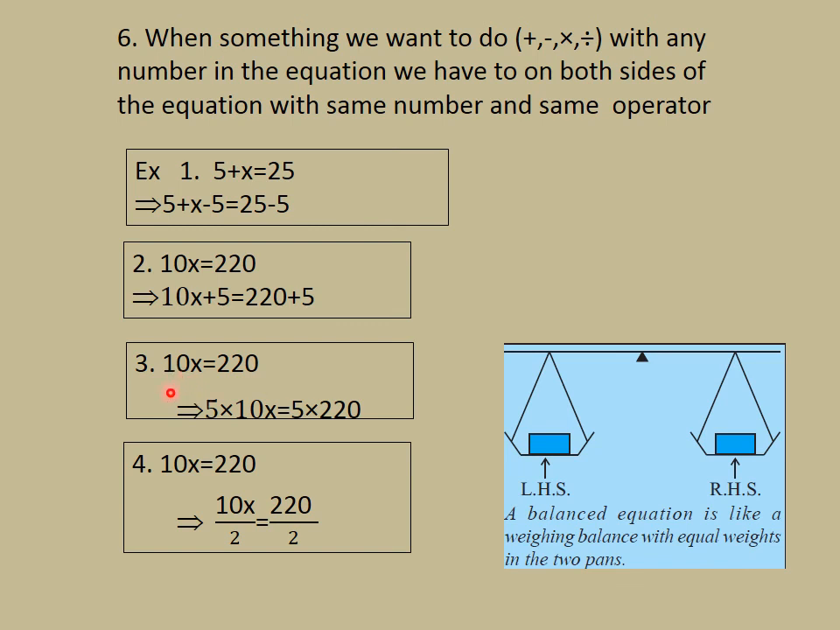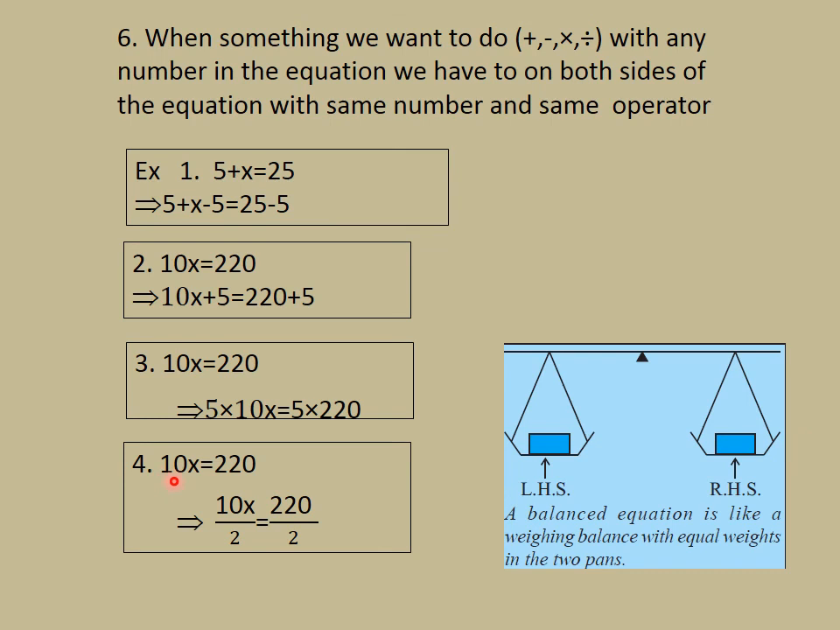Now suppose I have 10x equal to 220 and I want to multiply by 5. So I will multiply 5 on the left hand side, and I will multiply 5 on the right hand side also. Clear? This is how you have to do it. Then the equation will not change.